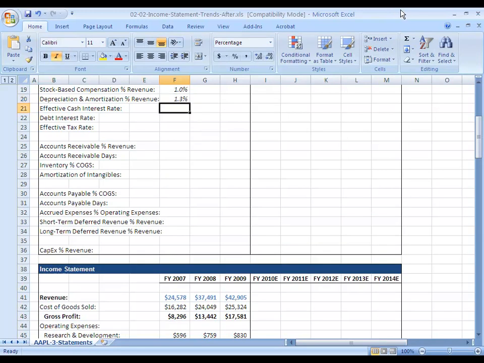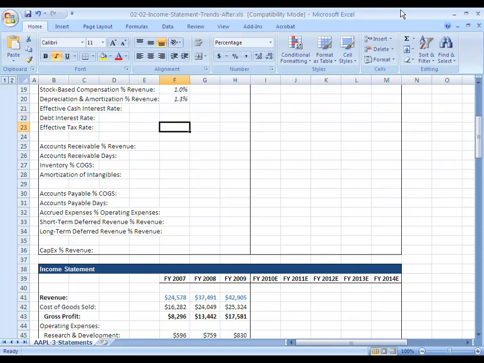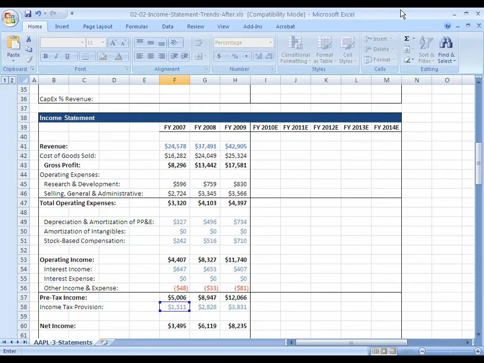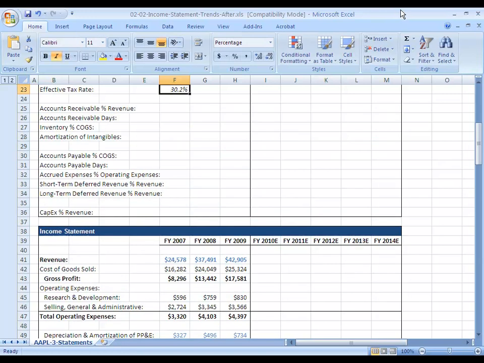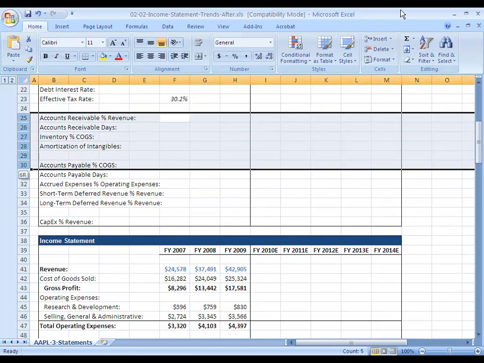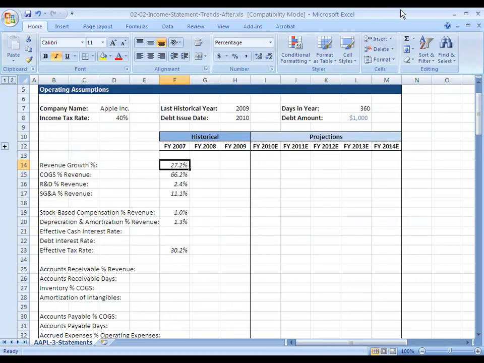Effective cash interest rate, debt interest rate, we're going to leave those alone for right now because they're going to depend on our debt balances and we're going to have to go through the filings to get a sense of what to use for those. For the effective tax rate, all I'm going to do here is take our income tax provision and then divide by pre-tax income. So you have that. And then the rest of these are all balance sheet items or cash flow statement items, so I'm going to leave these alone for right now. So we have all that in place.